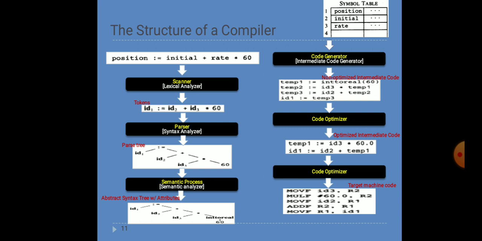That parse tree is given as input to semantic process, which is known as semantic analyzer, and generates abstract syntax tree. That abstract syntax tree is given to code generator and produces non-optimized intermediate code, which is again given to optimizer to produce optimized intermediate code as well as target machine code. These are the stages performed by the compiler in order to translate human generated language into machine language.